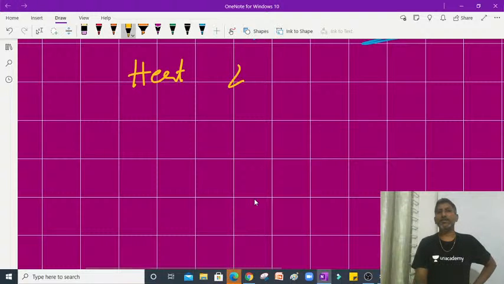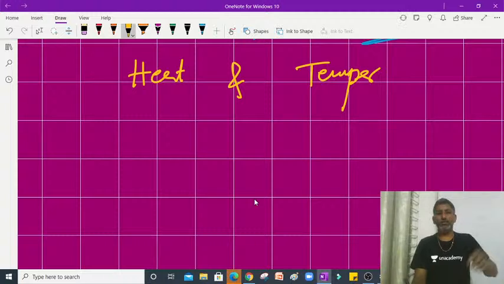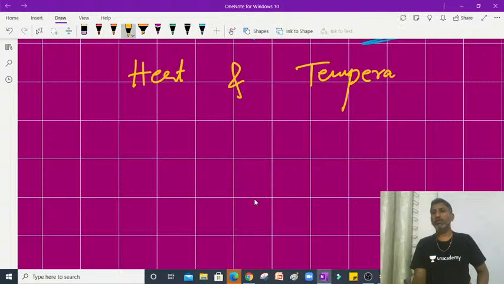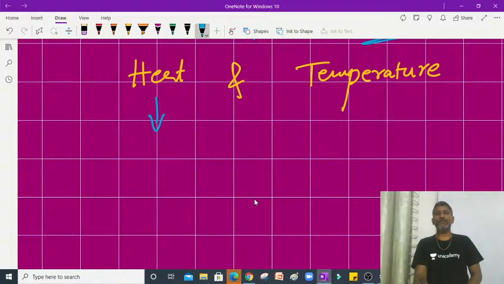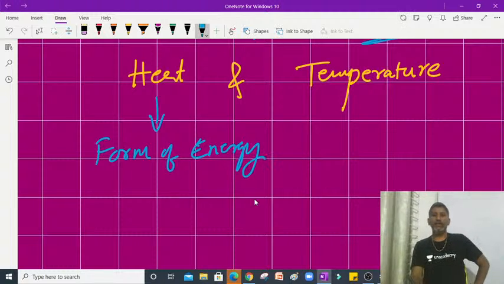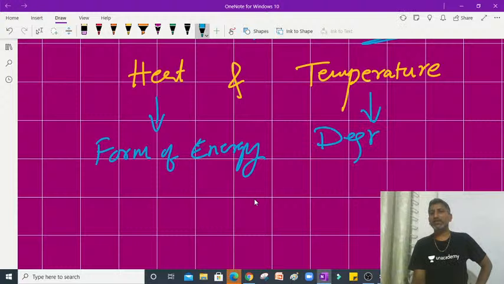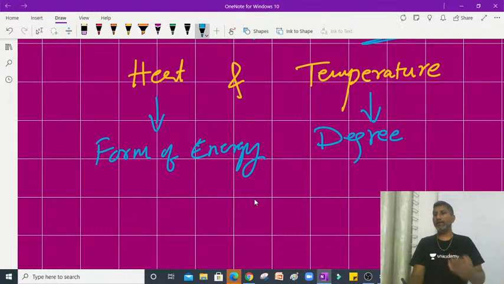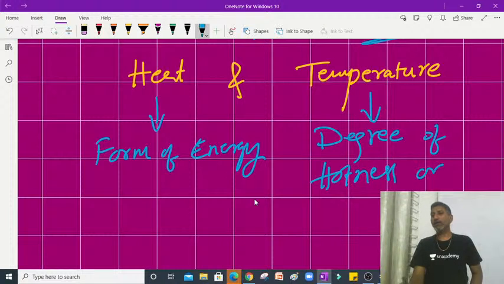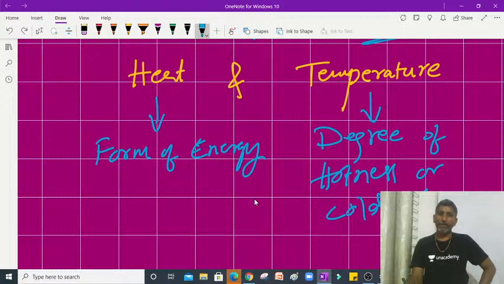Here we have terms like heat and temperature. How do we differentiate them? You see, students, heat is basically a form of energy, as we saw in the beginning. Whereas temperature is the degree of hotness or coldness of a body. If it is hot, we assign more temperature; if it is cold, less temperature. Suppose it is more hot, its temperature is more; if it is cold, then temperature is less.